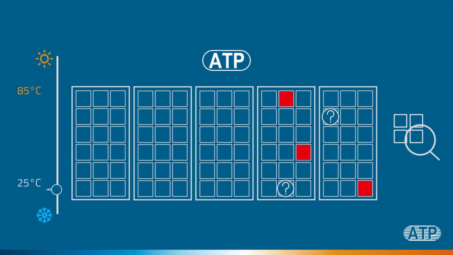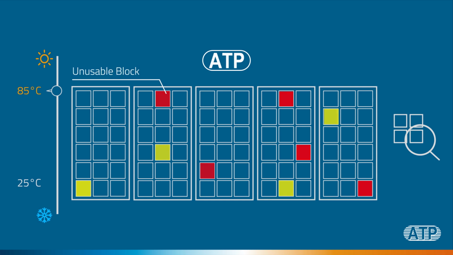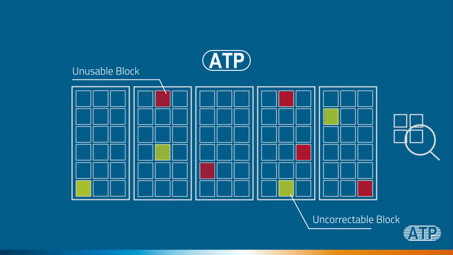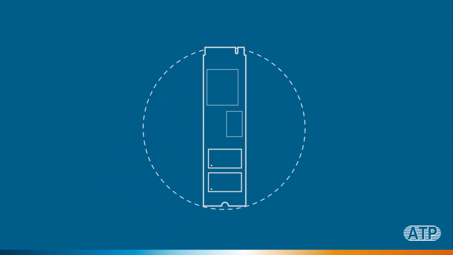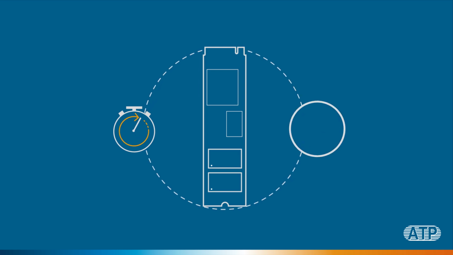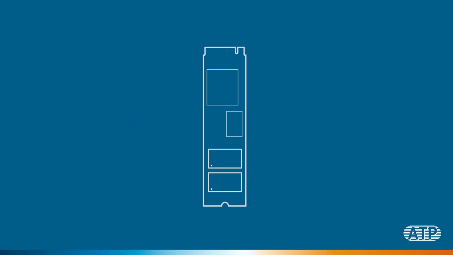In contrast, ATP tests not only at room temperature but also in extreme ranges up to 85 Celsius, where more errors will appear. This challenges the strength of the ECC and pressures it to correct more errors. As the ECC correction threshold is reached, we can then mark more weak blocks as unusable or uncorrectable. In actual use, data will be written only on the robust blocks, and the drive will be able to withstand harsh temperature ranges on the field. This minimizes early life failures, extends device endurance, and ensures the reliable operation of the SSD during its entire service life.